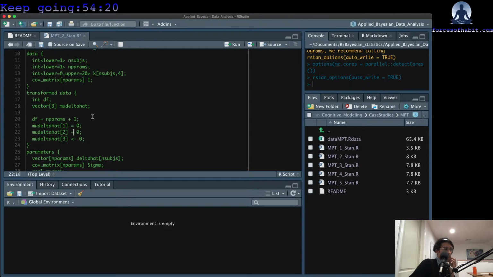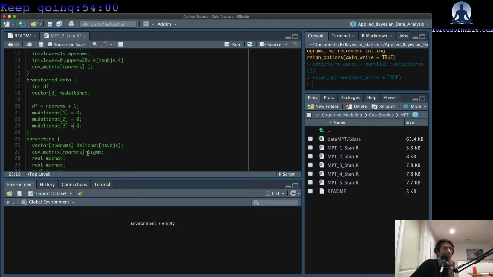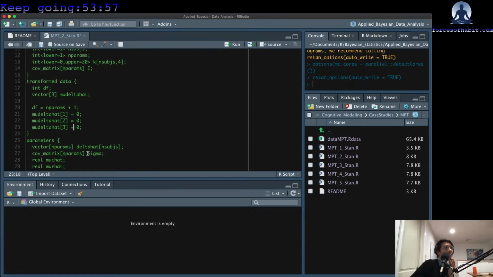So these are going to be, I assume, the 3 processing parameters: the A, or what are they called? The clustering, C, R, the retrieval, and then the U one, the unique. Okay, so that's the transformations we're going to make.